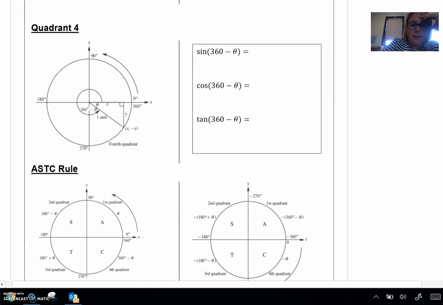Quadrant 4, same story, except y is negative. So sine is minus y, still being opposite over hypotenuse, which is minus the angle. Cos is x, so it's positive, the same as the first. And tan is minus y on x, so it's negative. Okay.